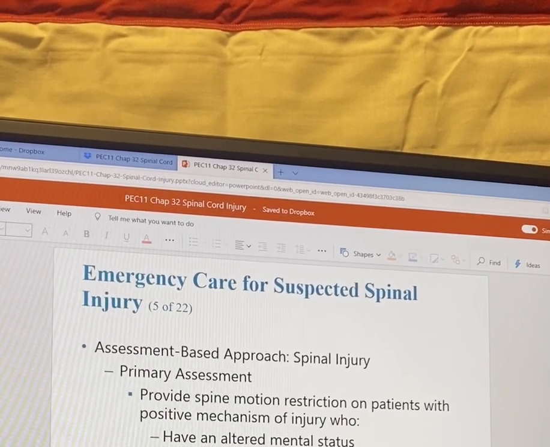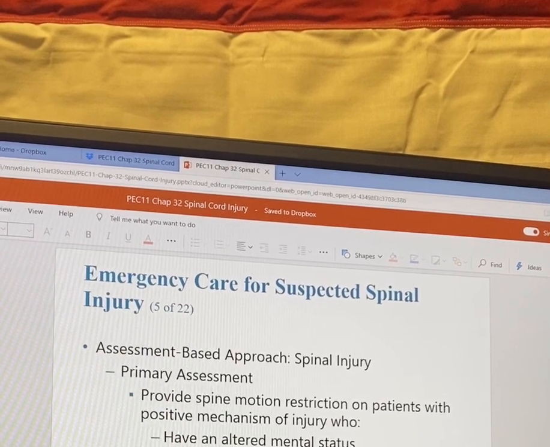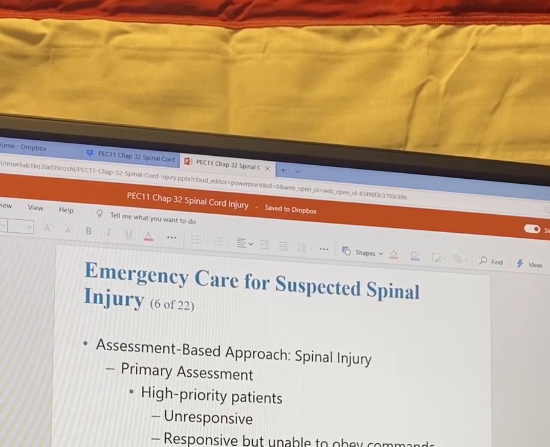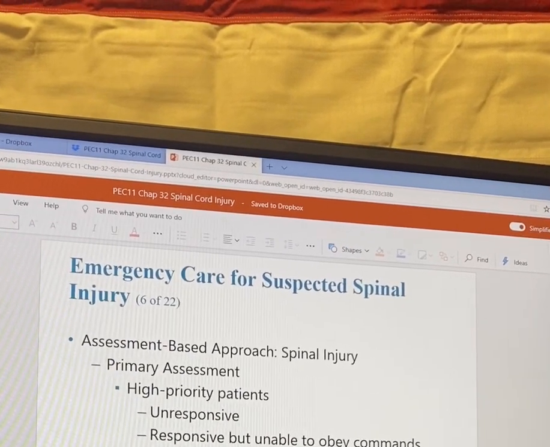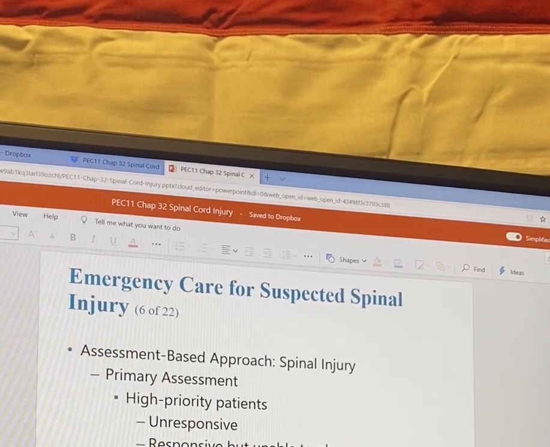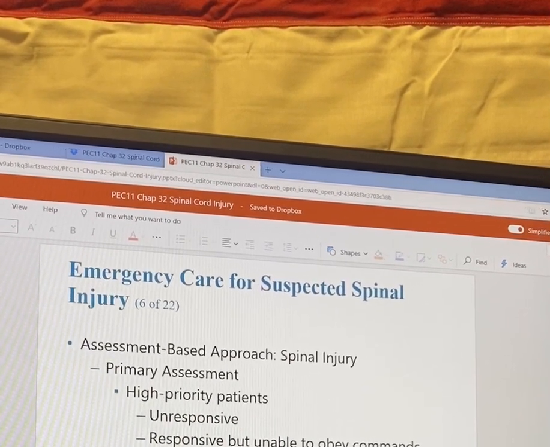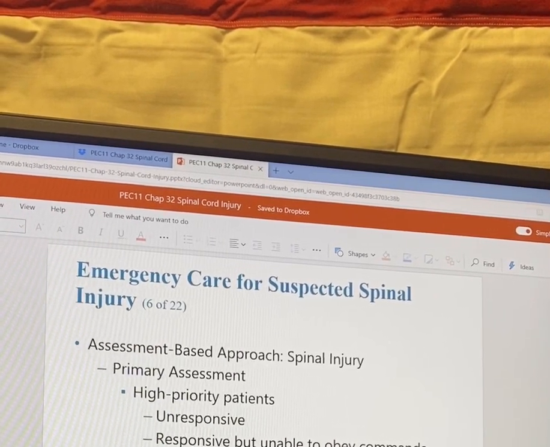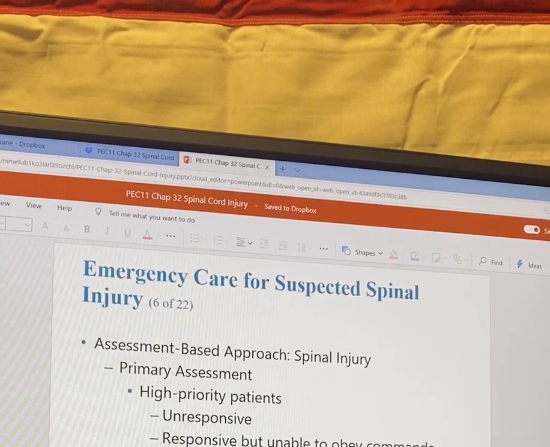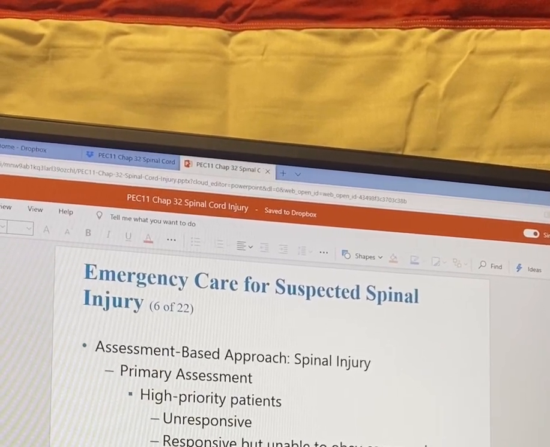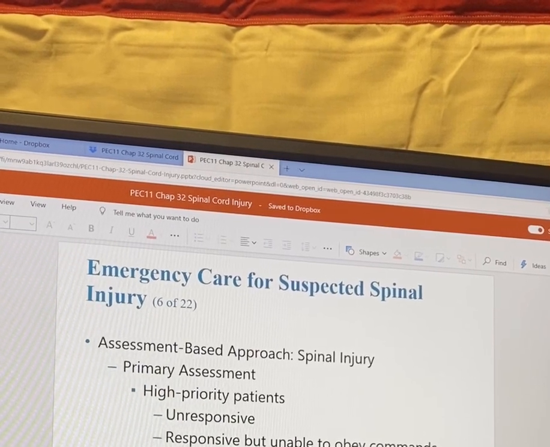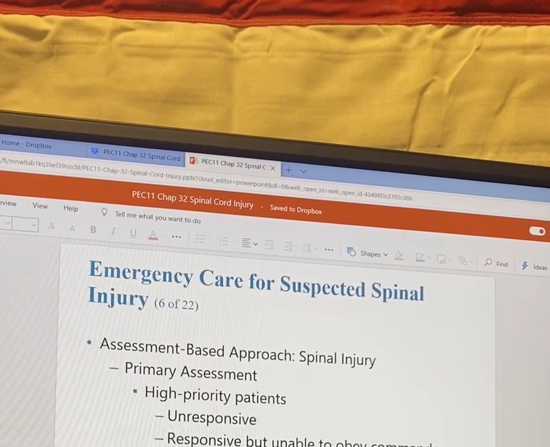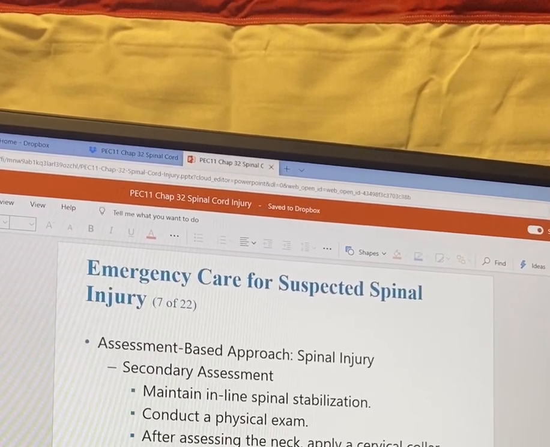The mental status of a patient with a spinal injury can range from completely alert to unresponsive or anywhere in between. Based on your assessment findings, categorize the patient as either high or low priority for emergency care and transport. If the patient is unresponsive, responsive but can obey your commands, or displays an abnormal respiratory pattern, or obvious signs of injury such as numbness and paralysis, this is considered a high priority for emergency care and prompt transport to the highest level trauma center based on your destination protocols.